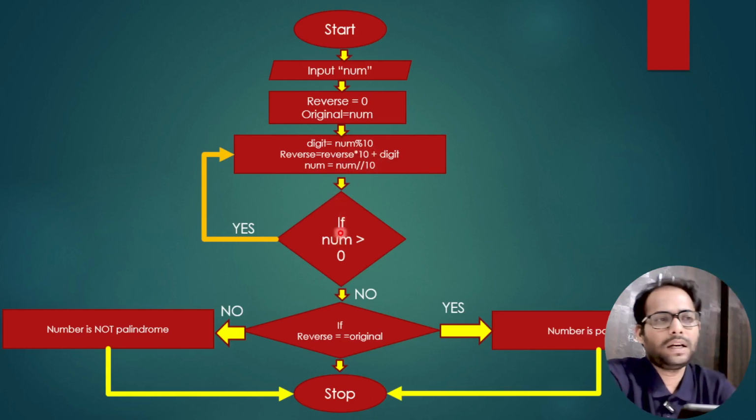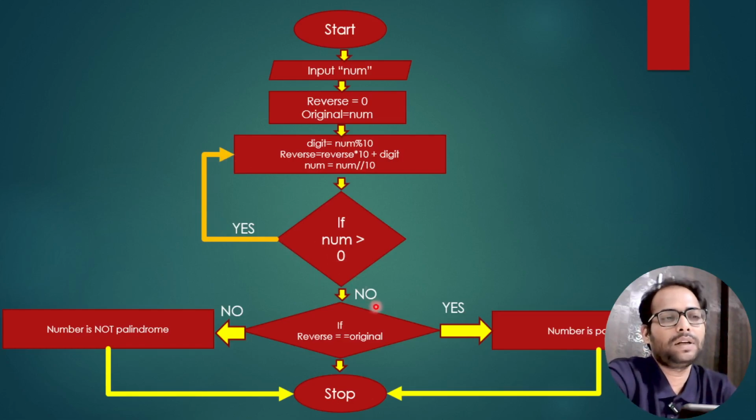Now I'll check if the number is greater than 0. If yes, then continue the step, meaning go on dividing and adding. If no, then go to the next step, and the next step says check if the reverse number is equal to the original number. So this number we have taken here. If the reverse number is equal to the original number, then print the number is a palindrome, then stop. If no, then print the number is not a palindrome, and then stop. So actually this arrow mark won't be there, it's a mistake, so leave it.